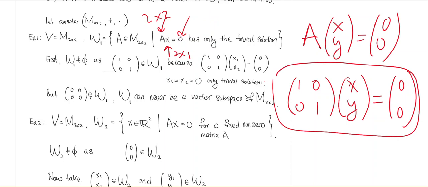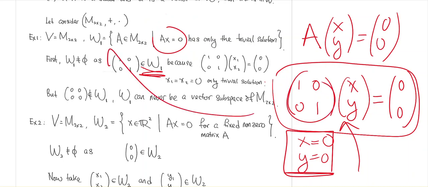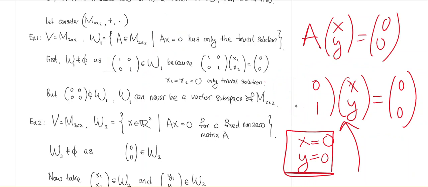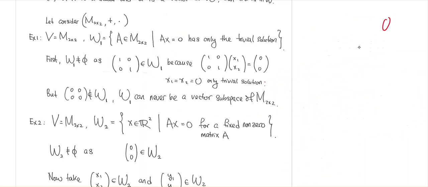Now, I claim that the identity matrix is in W1 because if you look at the system, you can clearly see that there are no other possible solutions. X has to be equal to 0 and Y has to be equal to 0, which means the only solution for the system of equations right here is the trivial one. So the identity matrix is really in W1, so W1 is not empty. Now, if you are new and not very sure about all this, it's very beneficial to try to figure out what the elements are, how the elements look like.